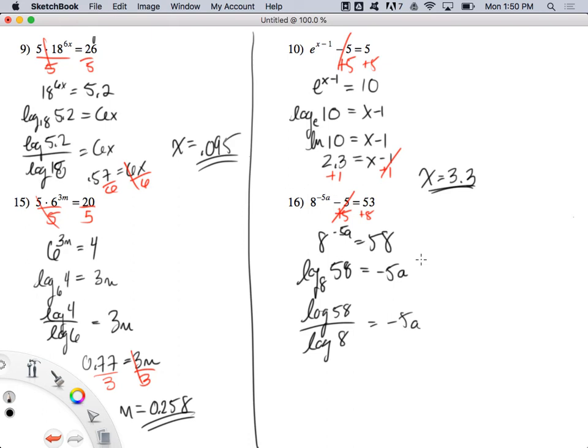I evaluate that in my calculator. Log of 58 divided by log of 8, I get 1.95 equals negative 5a. Divide both sides by negative 5, and I get a equals, very good.